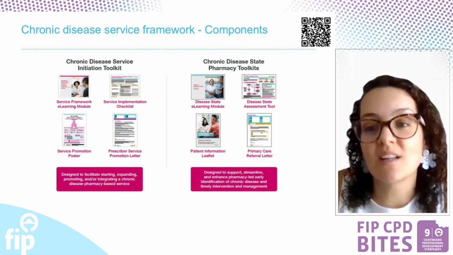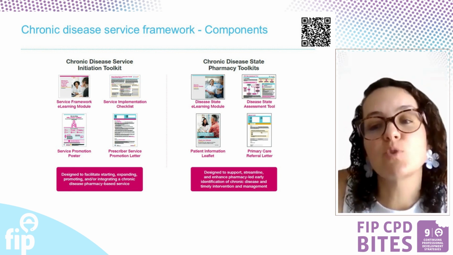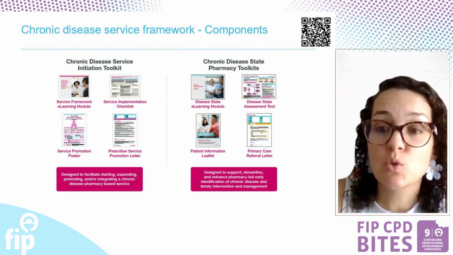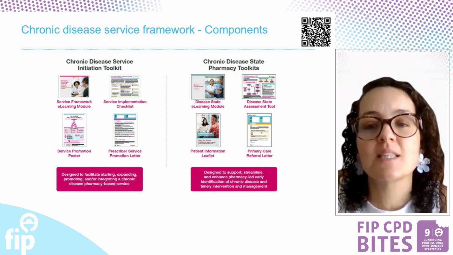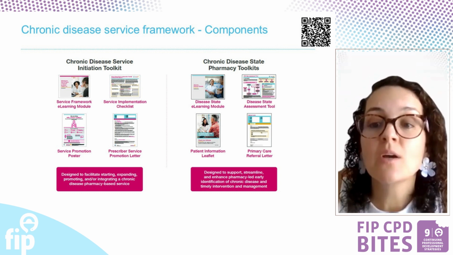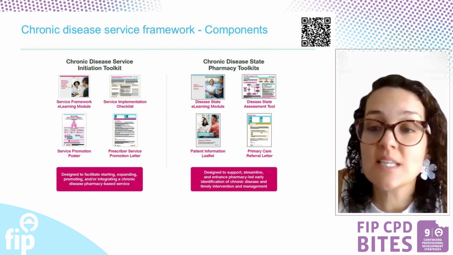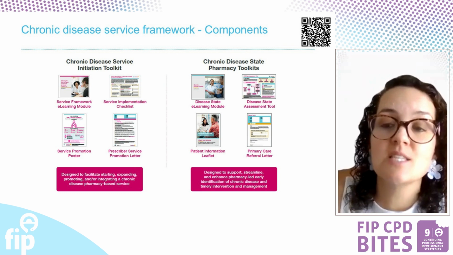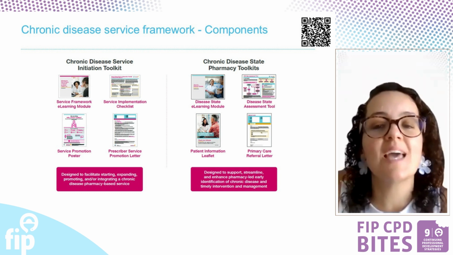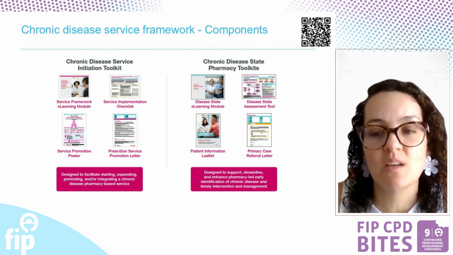As I mentioned earlier, the Chronic Disease Services Framework has 2 components: the Chronic Disease Services Initiation Toolkit and the Chronic Disease State Pharmacy Toolkits. So far, we have 3 chronic disease toolkits: the CKD, the heart failure, and COPD toolkits. All of these toolkits are also available on the FIP NCDs microsite.